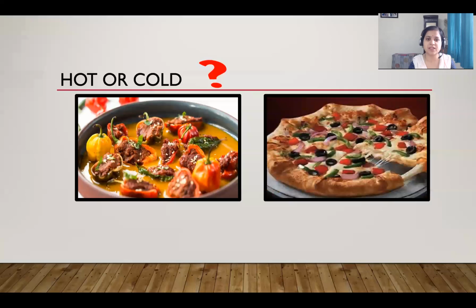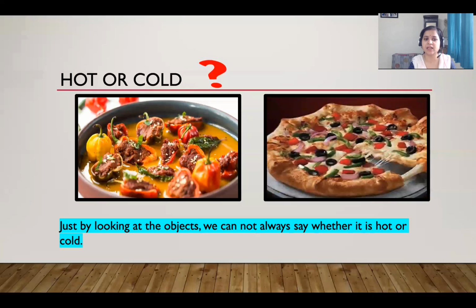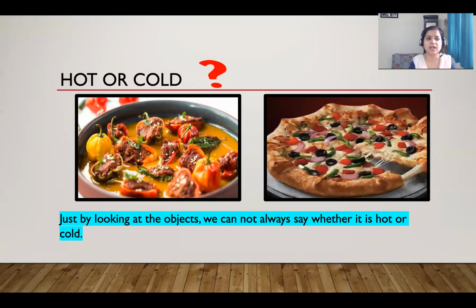Now look at this pizza. Tell me whether it is still hot or it has become cold. You cannot say, because just by looking at everything, we cannot say whether it is hot or it is cold. So you may think, so what? Now we can touch it, and after touching, we will know whether something is hot or cold.